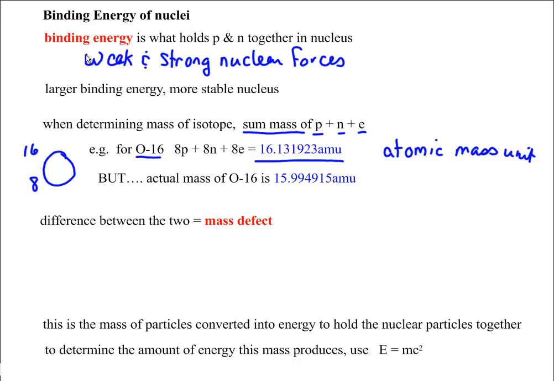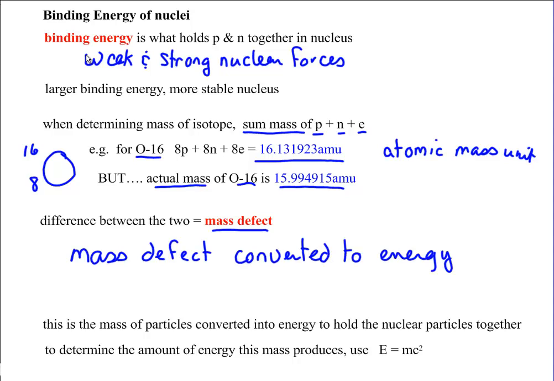Now, if I go out and collect a whole bunch of oxygen 16 isotopes from the air, from water hydrolysis, from a variety of sources, so I get actual real live oxygen 16 isotopes, mass them, what I find is the actual mass is not the same. It's 15.99, etc. Well, what happened? Why is my theoretical mass different than my actual mass? The difference between these two values is called the mass defect, and that's where the binding energy comes from. So the mass defect is converted to energy, and that holds the nucleus together.